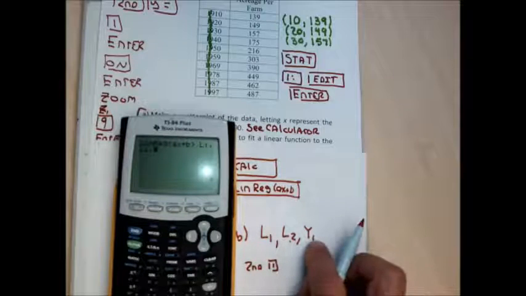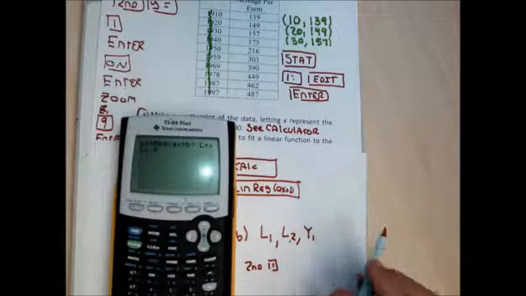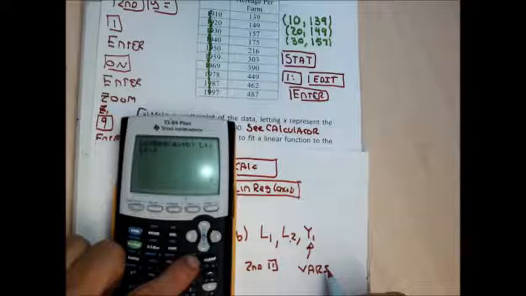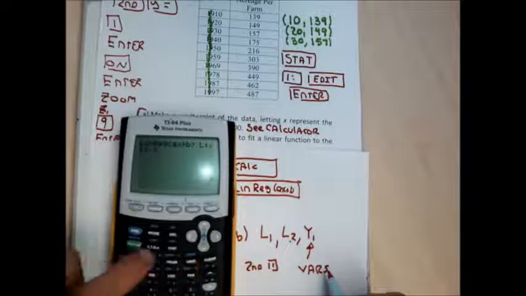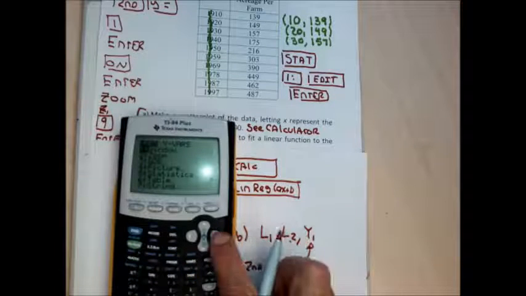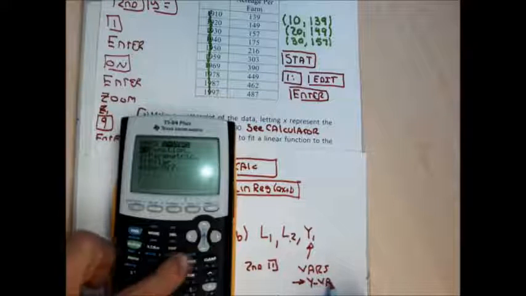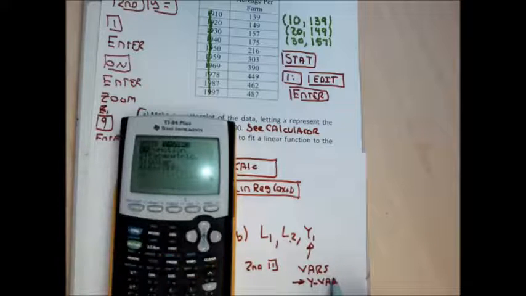Now I need to tell it where I want it to graph it, and this is the tricky part. To get it to say y1, you have to hit the vars button. So I'm going to hit this vars button right next to the clear key. Arrow over to y-vars. So I hit the vars button. I arrow over to y-vars.